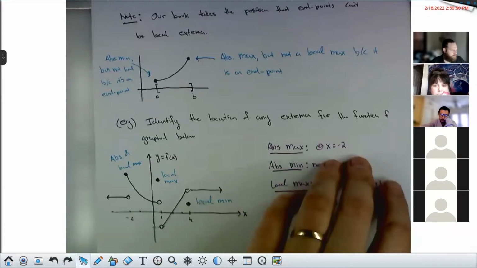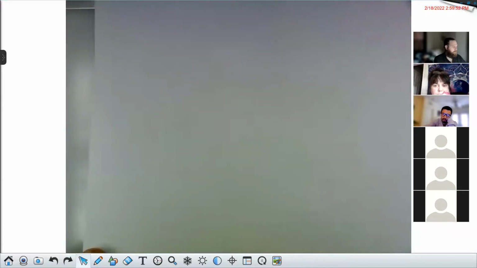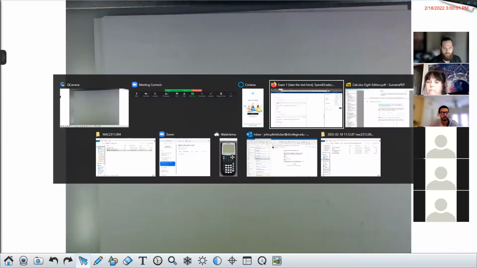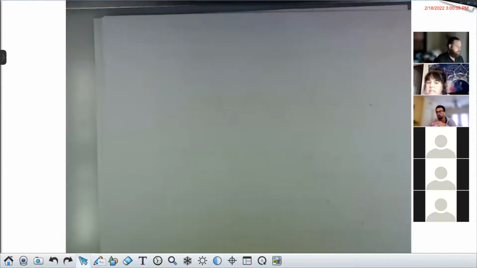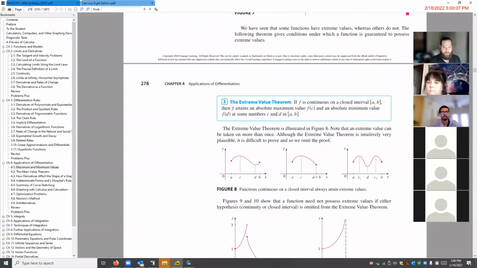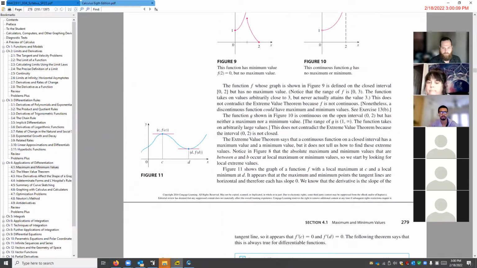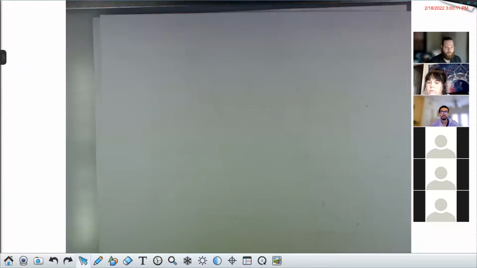Okay. So I suppose I should go ahead and introduce the theorem to you now. The main theorem in 4.1, and this is where we'll pick it back up on Monday. I think they just call this the extreme value theorem. They don't give it its proper name. Do we do Fermat's theorem in here? Yeah, they do. Okay, good.